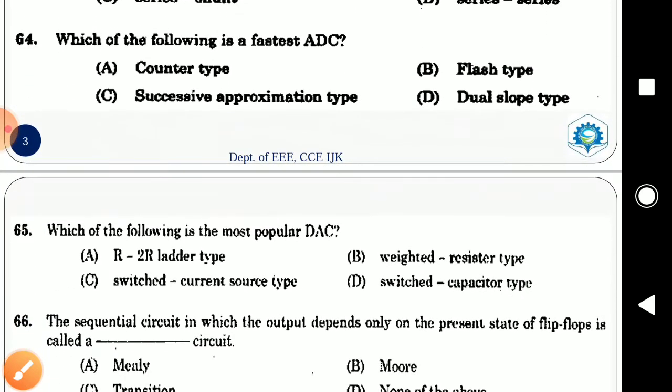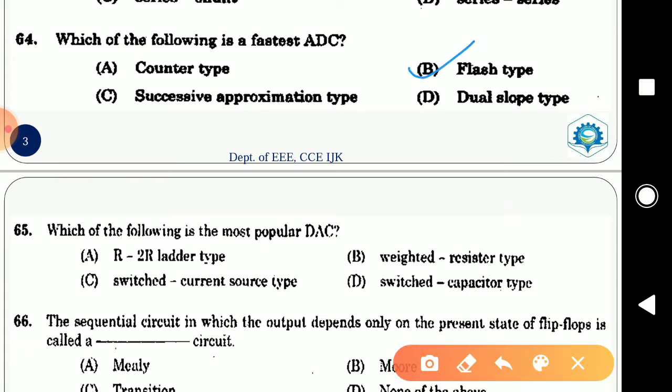Question 64. Which of the following is the fastest ADC? The answer is flash type. Flash type is the fastest because the conversion is performed simultaneously through a set of comparators, whereas in the remaining options, the conversion is carried out one bit at a time. Moving on to question 65.